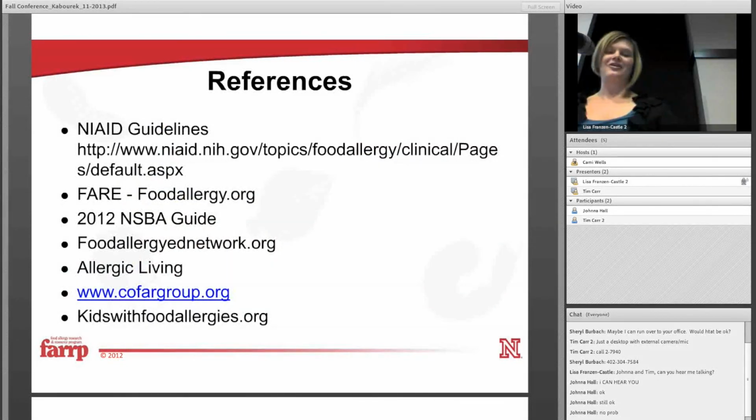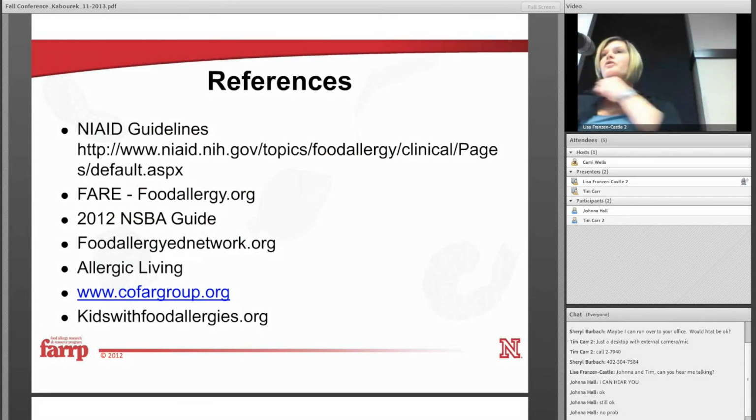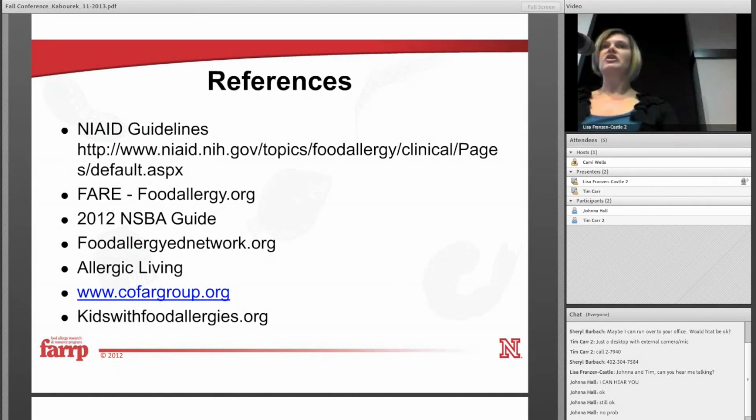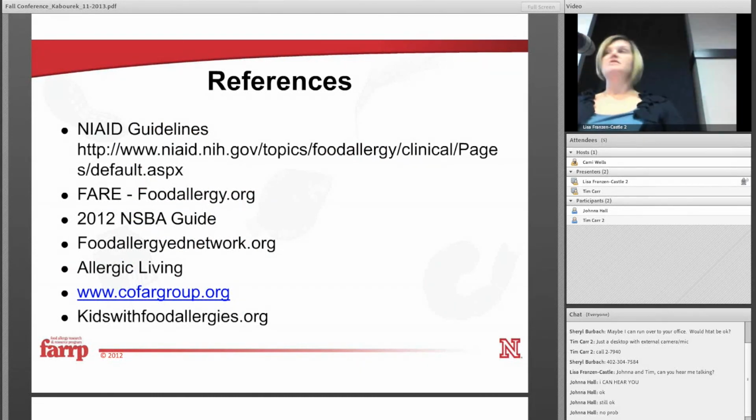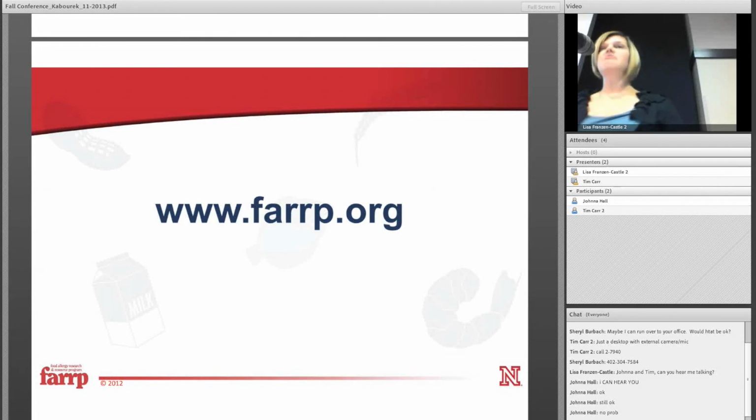And then here are some references. The NIAID guidelines, they have both a copy for medical professionals, and they also have one for consumers. It gives a very good background of what a food allergy is, and how to treat. The National School Board has guidelines on food allergies in the schools. FAIR used to be called FAN, and now it's FAIR, and it's more of a consumer-driven website. Allergic Living is a magazine, and then there is our website. We deal mostly with the food industry, but we answer consumer questions too.